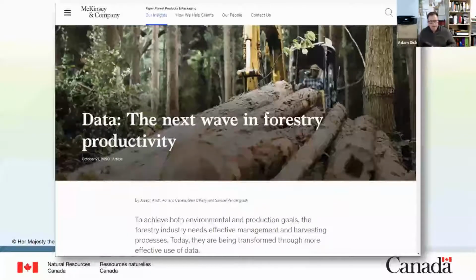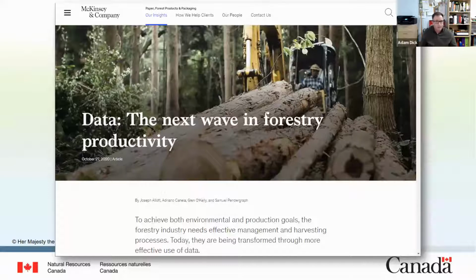So in terms of a reading assignment, this was very timely. If you're familiar with the consulting group McKinsey, they published this article just the end of October, titled "Data: The Next Wave in Forestry." Peter, in the last update email he sent out prior to this, I believe he included the link to this. Otherwise, if you just Google "Data: The Next Wave in Forestry," you'll find it. I'd encourage you to read it. I think it encapsulates well what we're working on.